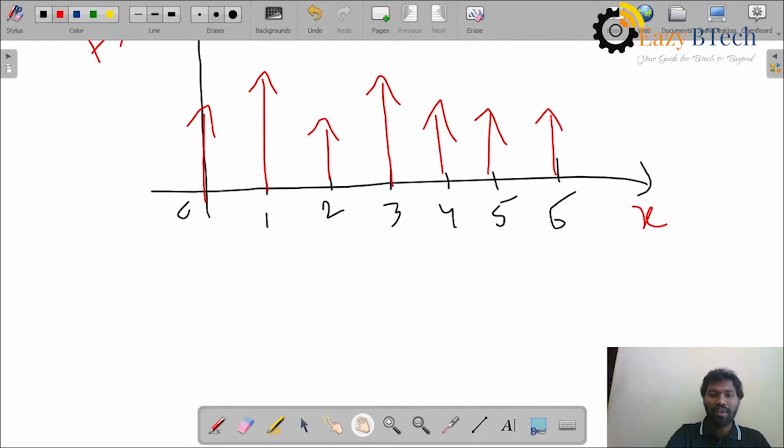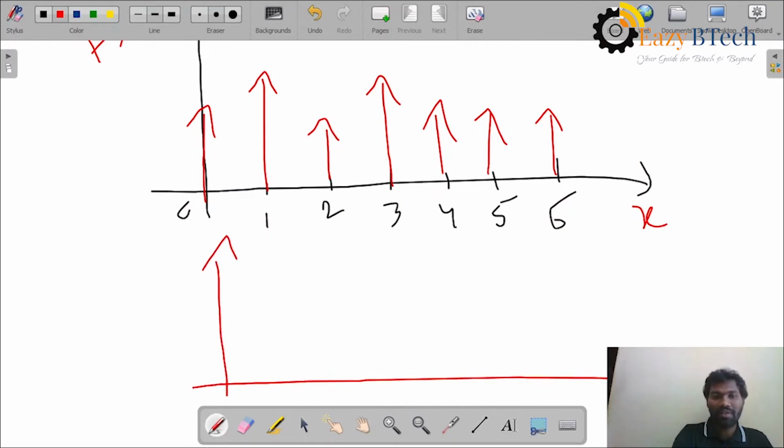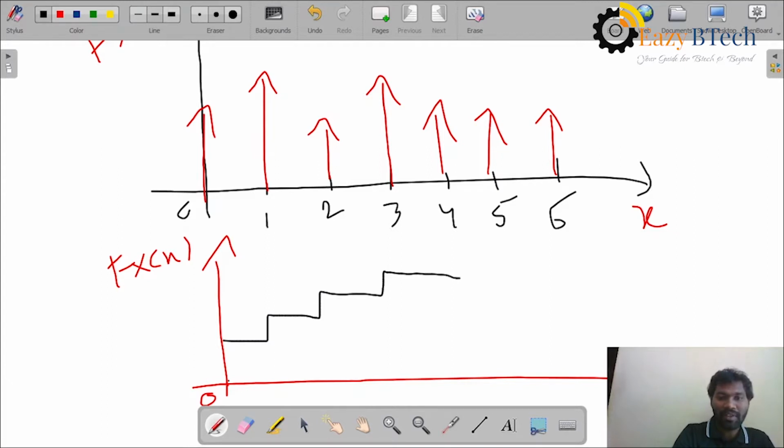If you want to plot the same with the distribution function, the distribution function is F_X(x). The distribution function is a slowly increasing function. That means it increases stepwise at every value. At 0 it has one value.